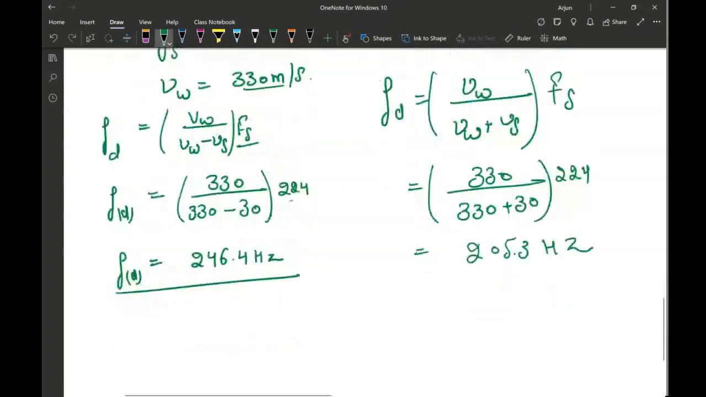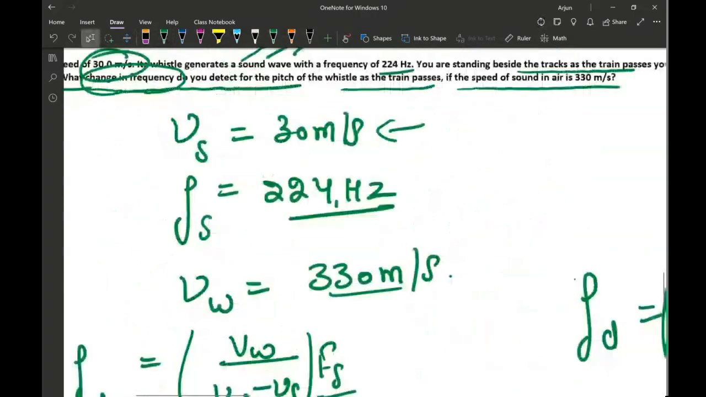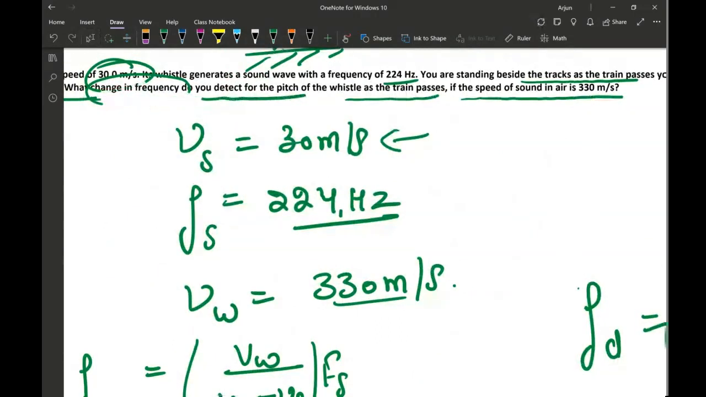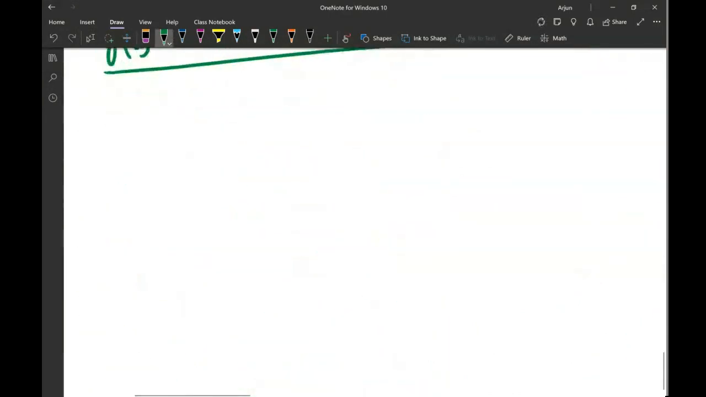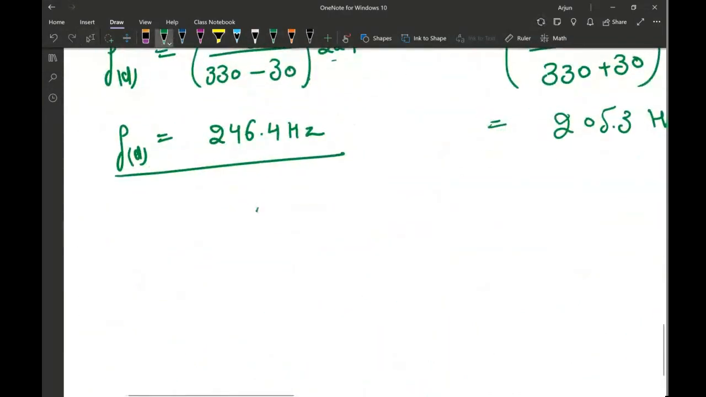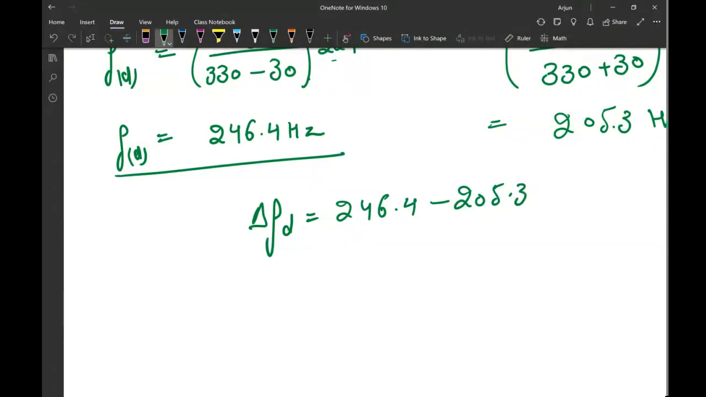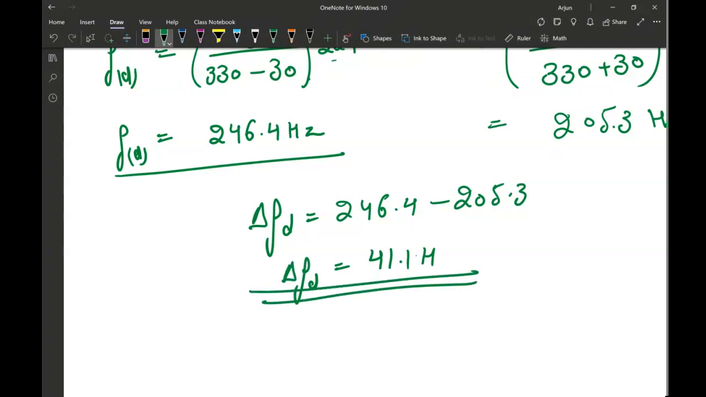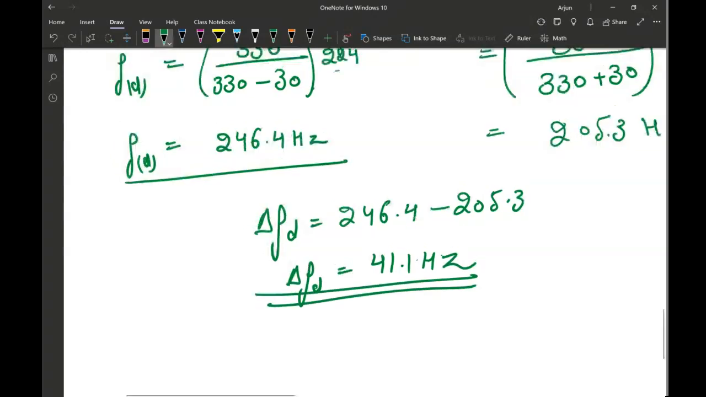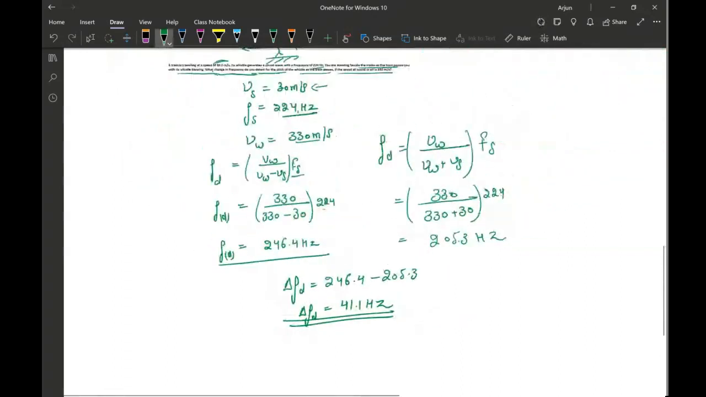And now the question says to us to find the change in frequency. So delta Ft will be equal to 246.4 minus 205.3, and that will come out to be 41.1 hertz change in frequency. So hopefully you understood how we're going to approach these kinds of questions.